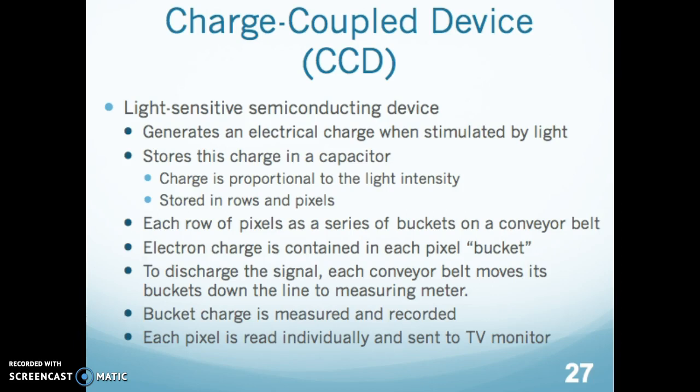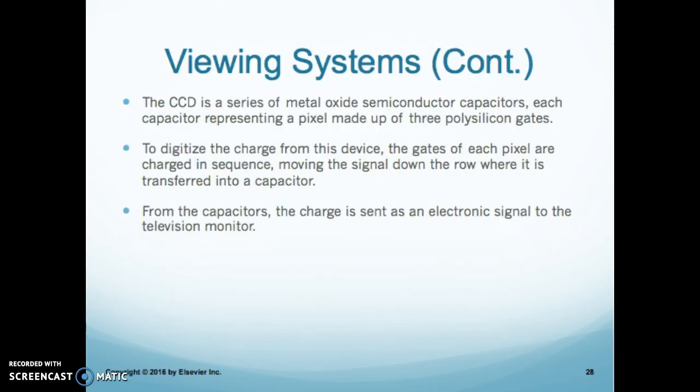So that's one way they use this bucket analogy to help you understand how the charge coupled device stores and releases the charge. So the charge coupled device is a series of metal oxide semiconductor capacitors, each capacitor representing a pixel made up of 3 polysilicon gates. To digitize the charge from this device, the gates of each pixel are charged in sequence, moving the signal down the row where it is transferred to a capacitor. From the capacitor, the charge is sent as an electronic signal to the TV monitor.